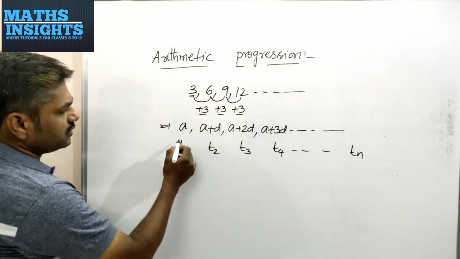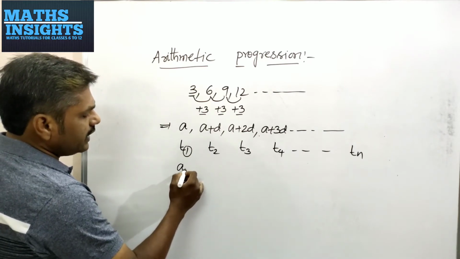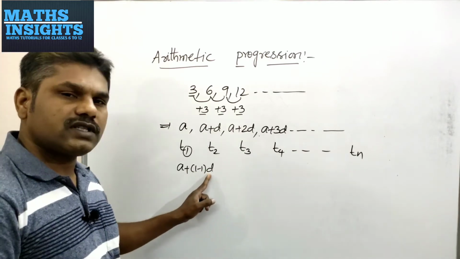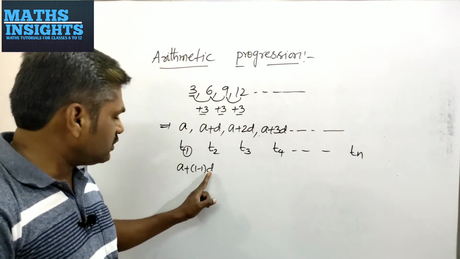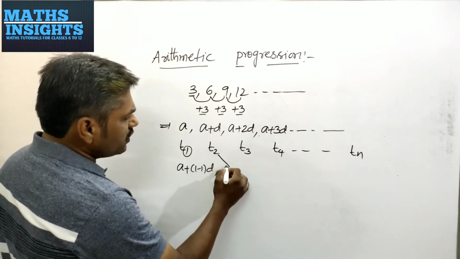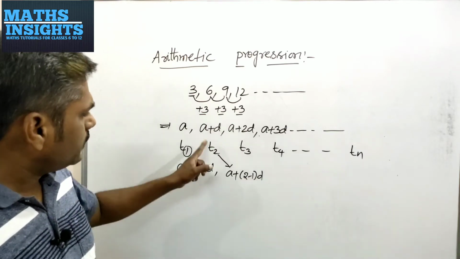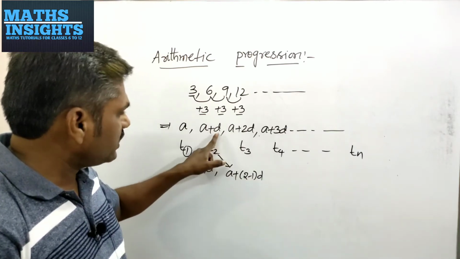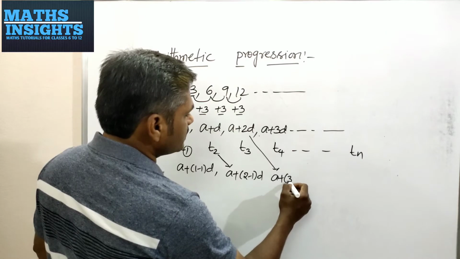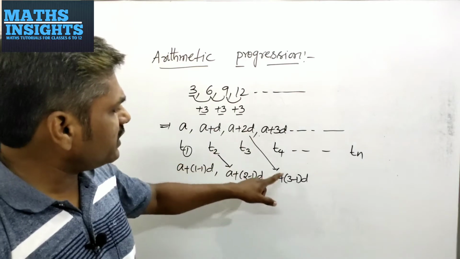If you observe, this is the first term, so a plus 1 minus 1 into d. 1 minus 1 is nothing but 0, 0 into d, 0. So a plus 0, again you will get a. If you want to get the second term, a plus 2 minus 1 into d. 2 minus 1 is nothing but 1, 1 into d is d. If you want to get this one, I may write it as a plus 3 minus 1 into d. So 2 can be written as 3 minus 1.